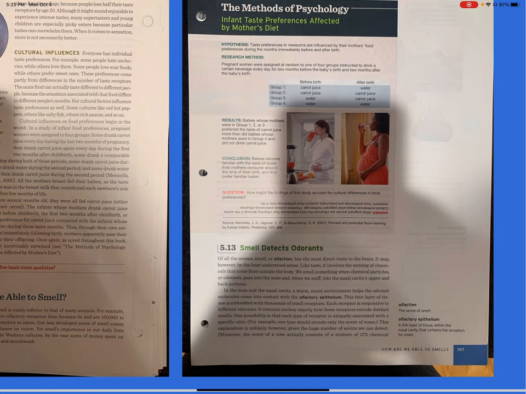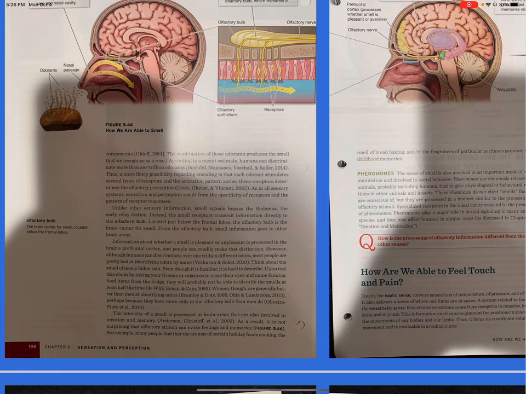This thin layer of tissue is embedded with thousands of small receptors. Each receptor is responsive to different odorants. It remains unclear exactly how these receptors encode distinct smells. One possibility is that each type of receptor is uniquely associated with a specific odor. For example, one type would encode only the scent of roses. This explanation is unlikely, however, given the huge numbers of scents we can detect. Moreover, the scent of a rose actually consists of a mixture of 275 chemical components. The combination of these odorants produces the smell that we recognize as a rose. According to a recent estimate, humans can discriminate more than 1 trillion odorants.